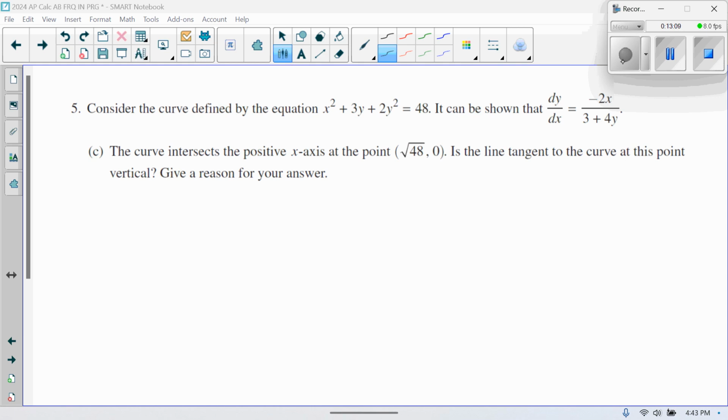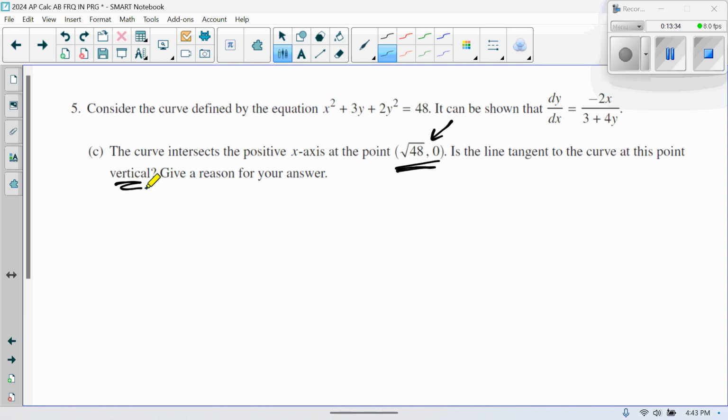5C. The curve intersects the positive x-axis at the point radical 48, 0. All right, this seems like it's pretty important, but we'll come back to that. Is the line tangent to the curve at this point vertical? Give a reason for your answer.